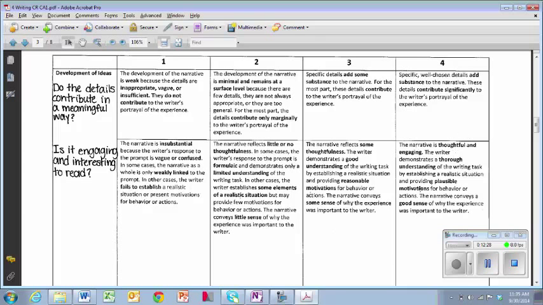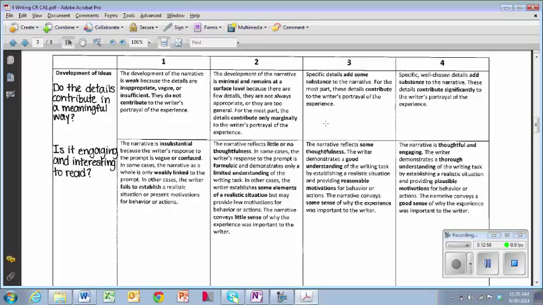One thing to note is that if they're writing about a situation that is not realistic at all for a 4th grader, such as swimming with sharks and defeating the sharks and beating the sharks, for example, that's not a realistic situation, and so that would be a 1. And that's just an important thing to note also, because even though it may be very engaging and interesting, it does not establish a realistic situation.